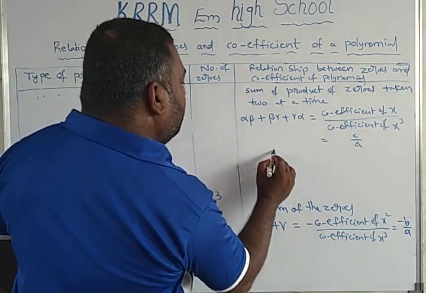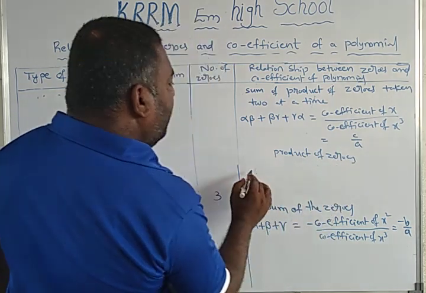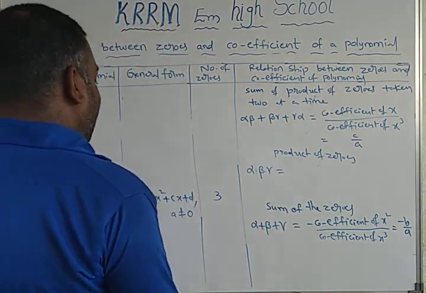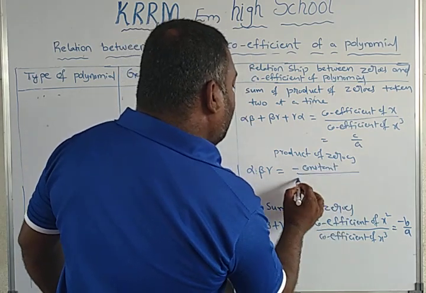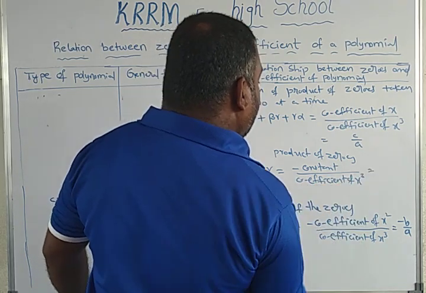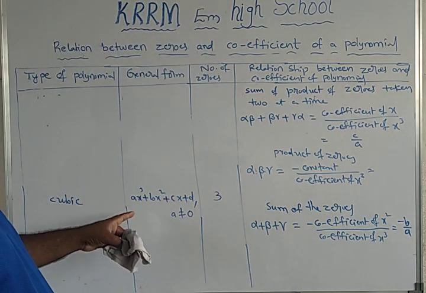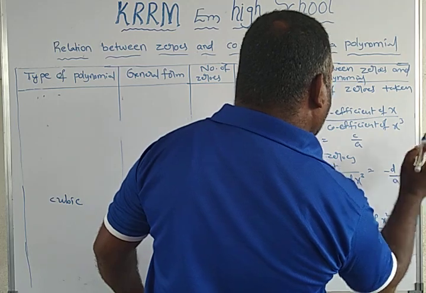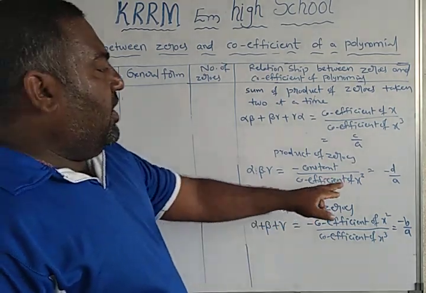And the last one is the product of zeros. The product of zeros, alpha into beta into gamma, is equal to minus constant term upon coefficient of x cubed. In a cubic polynomial, the constant is d, and the coefficient of x cubed is a. So alpha into beta into gamma is equal to minus d by a.